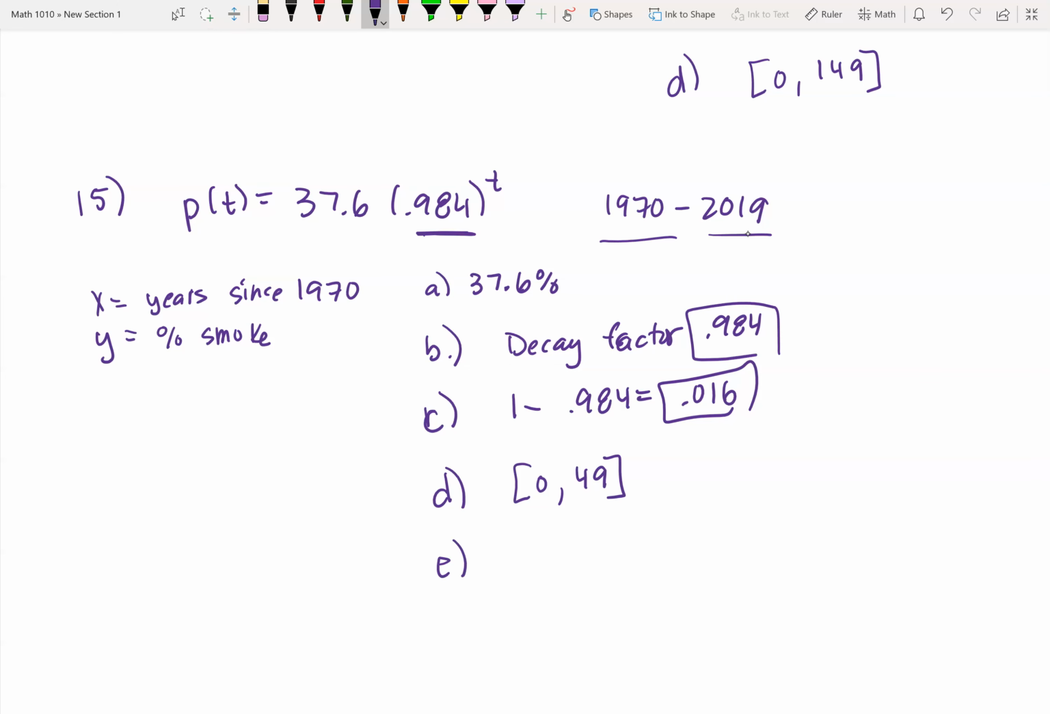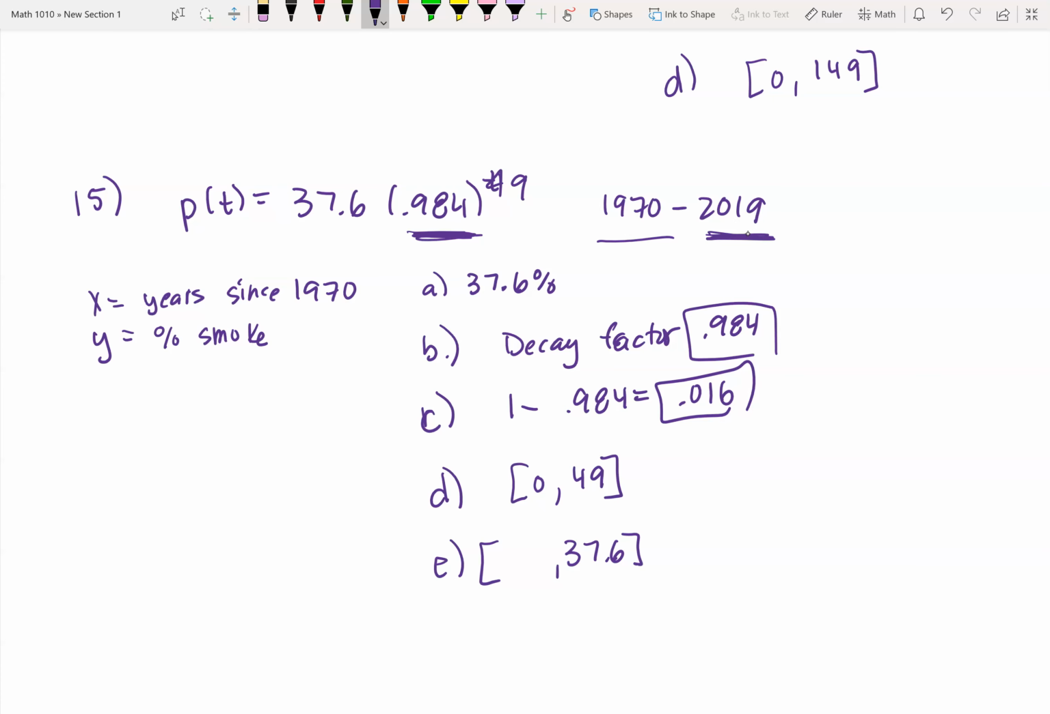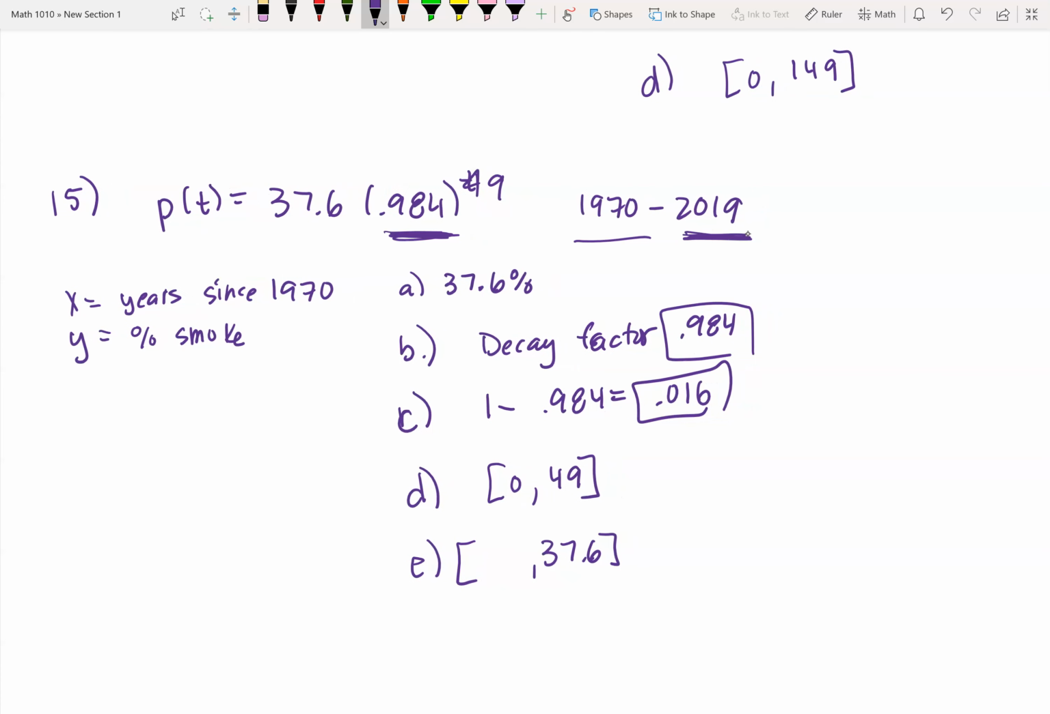Question E, E is range. Range is percent. So the 37, this is going to start getting smaller, right? So the 37.6 is the biggest value. Okay. Well, if it only goes till 2019, which is 49 years, put a 49 right there and you'll get your smallest. So go 37.6 parenthesis, 0.984, close it off, raise it to the 49th, hit enter, and you get, we'll go 2 digits. Actually, this one's to the 10th, so I'll do 10th. So that would be 17.1, like that.